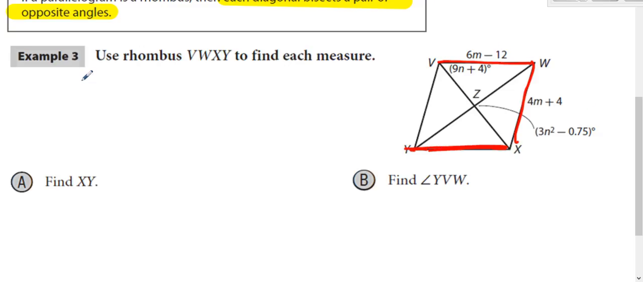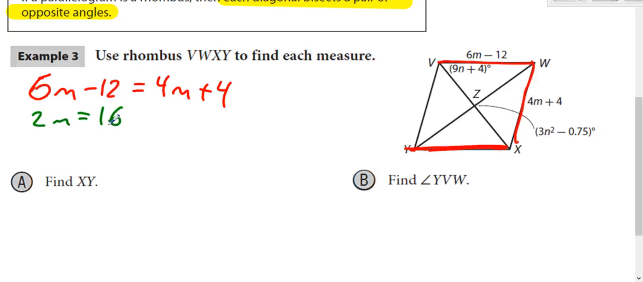So since they're congruent to each other, we get an equation. 6m minus 12 equals 4m plus 4. Solve for m, you get 2m equals 16, so m equals 8. We want to know how long the side length is, so plug in 8. 4 times 8 is 32, plus 4 is 36. So all the sides are of the length of 36.